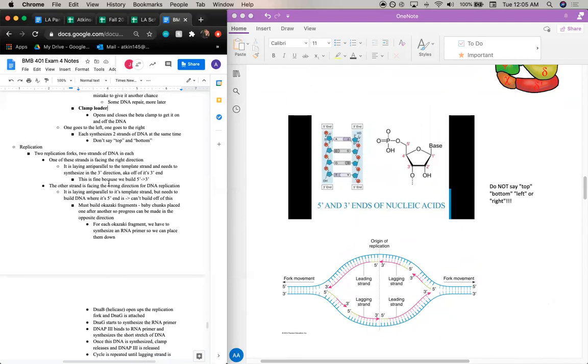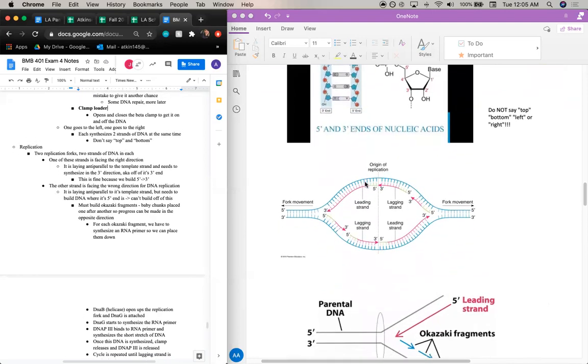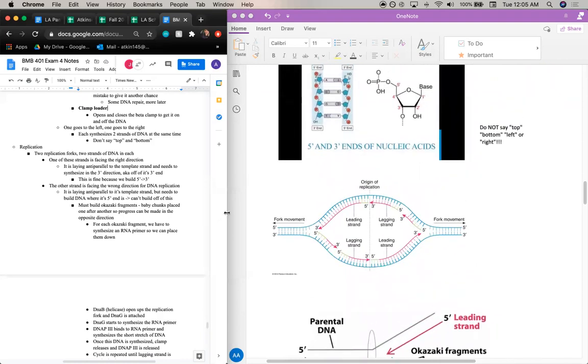Okay. So then the other strand is going to be facing the wrong direction. And we call the one that's facing the right direction the leading strand, and the one that's facing the wrong direction the lagging strand. So we can see right here in this strand that's facing the right way, look at the template strand here. It's going to go 5', and so we go up over here. We know this must be 3'.